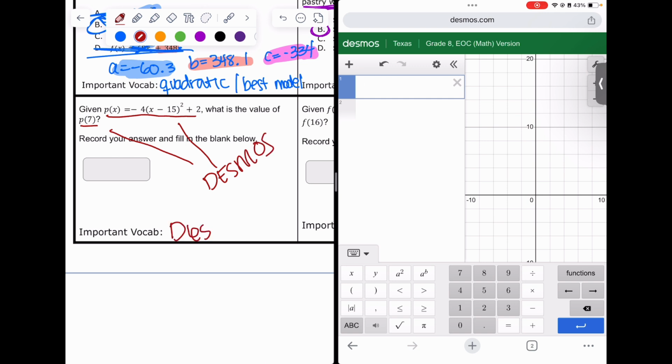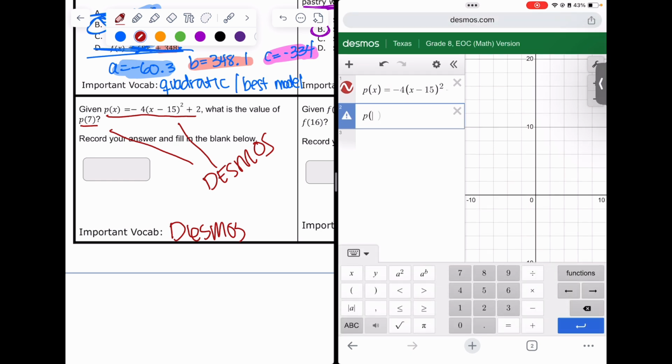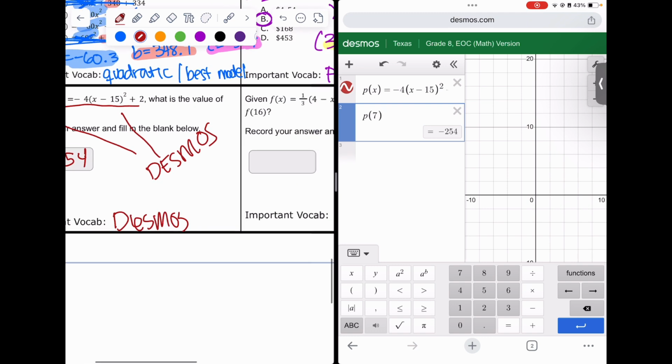So what I'm going to write is Desmos because that's what I'm using. So I'm going to type in here P parentheses x. And remember, you're typing it exactly how you see it. P parentheses x equals -4 parentheses x minus 15 parentheses little 2 plus 2, enter. Now I'm going to type in my next line, P parentheses 7 parentheses, and it gives me the answer. It says, hey, look, I'm just going to give you the answer. Here it is, -254. So my answer is -254.